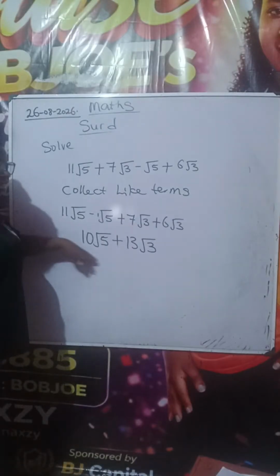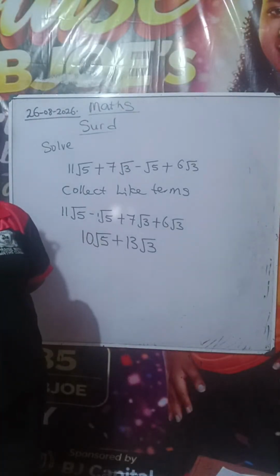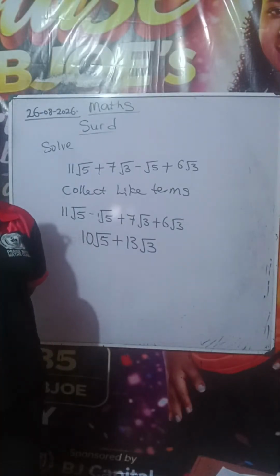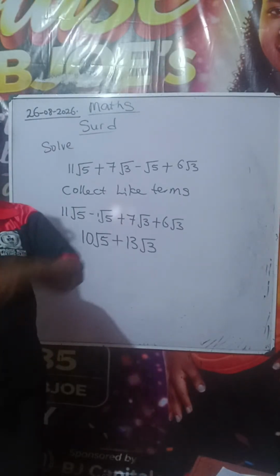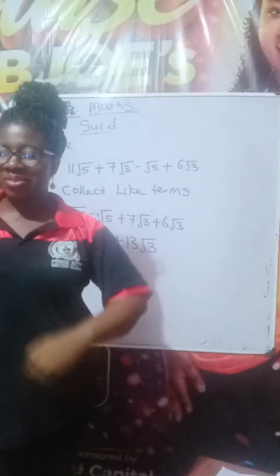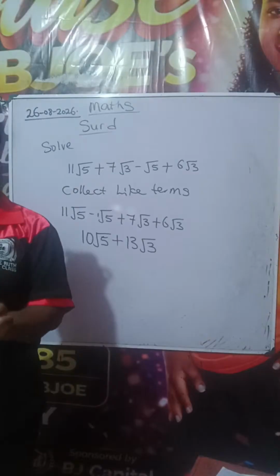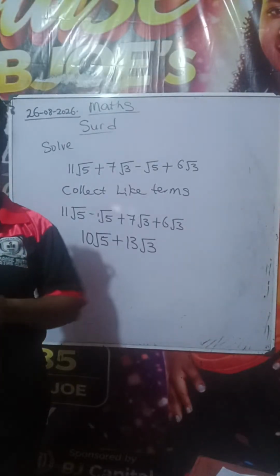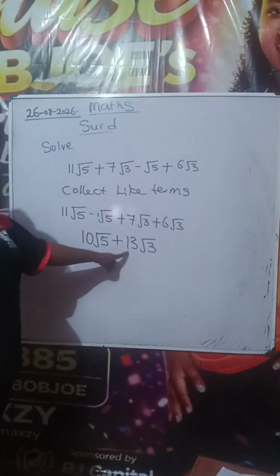Good. Now, looking at it like this, can we add it together? Is it possible for us to add it? No, we can't add it. And if you said no, why did you say no? If you said yes, then tell me how we are going to do it. Everybody, you need to prove your answer. So look at it. We have 10 root 5 plus 13 root 3.